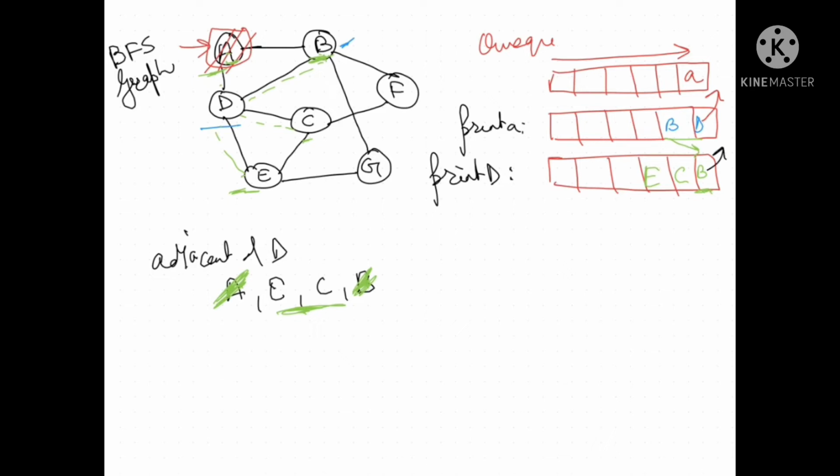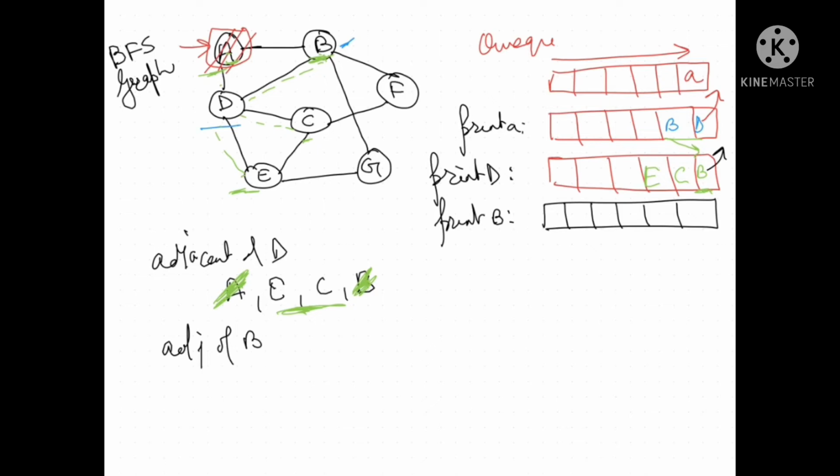Again we are going to extract B, so you will write there print B. Okay. And then you are going to make this again 1, 2, 3, 4, 5. Now you come to B. B's adjacent nodes: the adjacent of B are A, then D, then G and F.